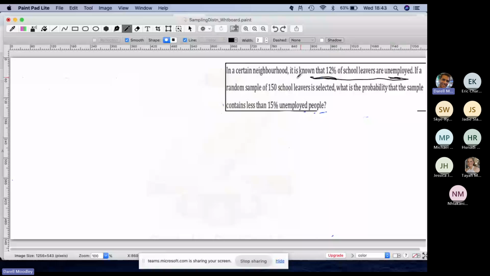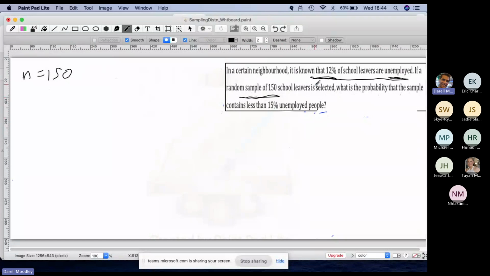It is known. You draw a random sample of 150 school leavers. So that's your sample, that's your N, your sample size. Your N is 150. You draw a sample of 150 school leavers, and then you want to know what is the probability of that sample containing less than 15% unemployed.